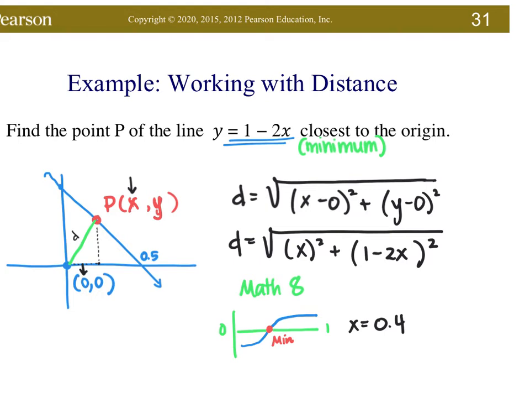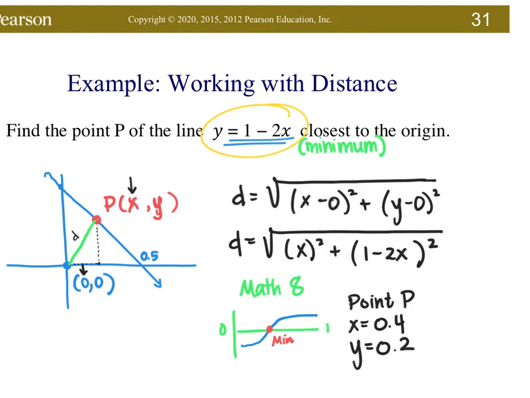Now that doesn't quite answer the question. We need the point P. So we have our x for point P, but we don't have the y. So you're going to have to plug that back in to y. Where is that? Well, that's right here. So you're going to plug that back in, and you're going to get 0.2.